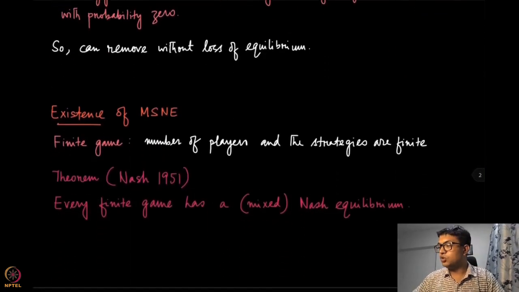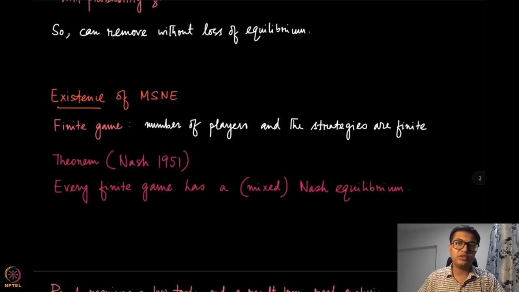However, there is good news about mixed strategy Nash equilibrium, and that is a result due to John Nash in 1951, which shows that every finite game has a mixed strategy Nash equilibrium. What does finite game mean? It means the number of players and the number of strategies for each player are finite.